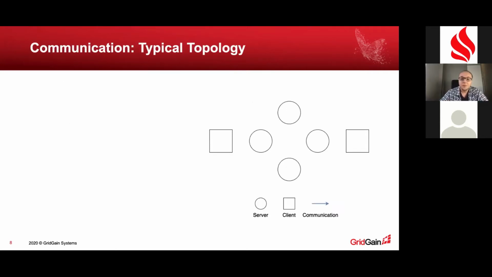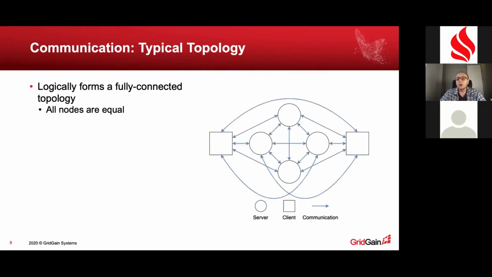In this scheme, you can see a cluster of 6 nodes. 4 of them are servers, 2 are clients, so 4 of them store the data, and 2 of them just access the data on behalf of some applications. First of all, logically, all nodes are connected in communication, and any node can connect to any other node. All nodes are equal. Any node can initiate any connection to any other.